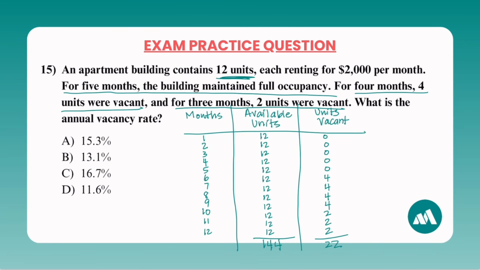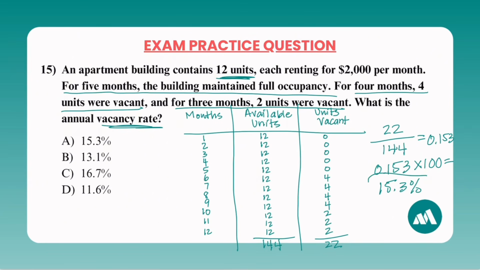So now in order to find the vacancy rate, we take the 22 units throughout the year that were vacant divided by the total number of units, and that is going to give us 0.153. So if we multiply that by 100, that's going to give us 15.3%. So the answer here is A.